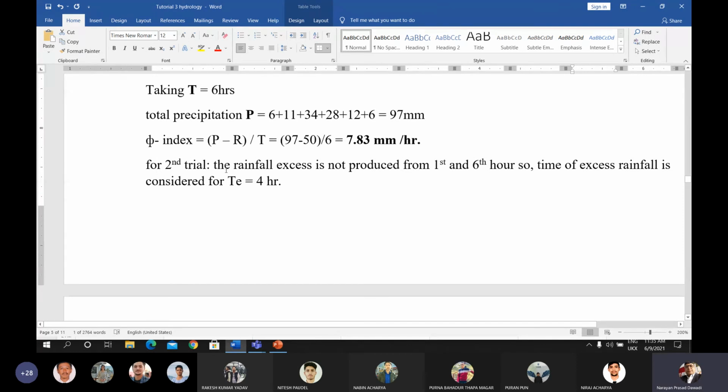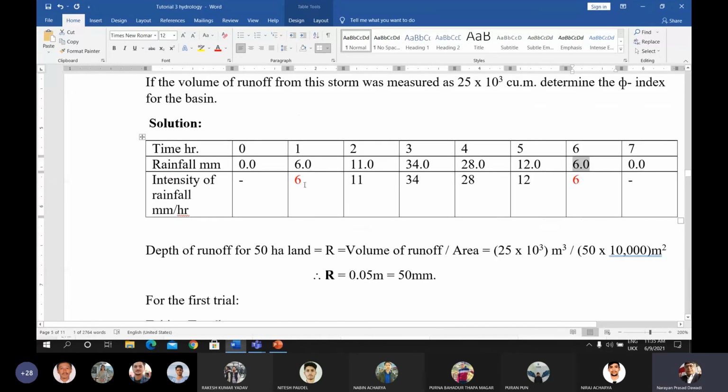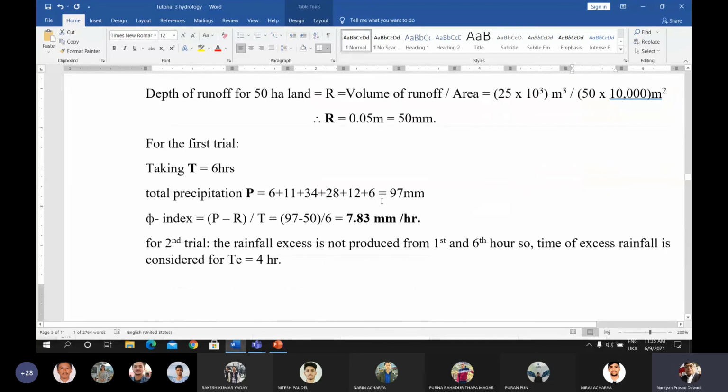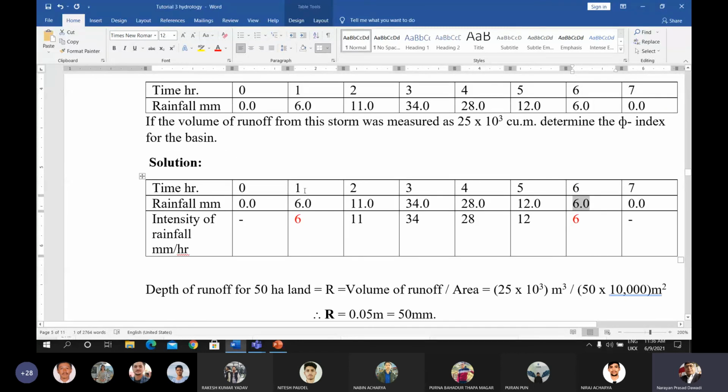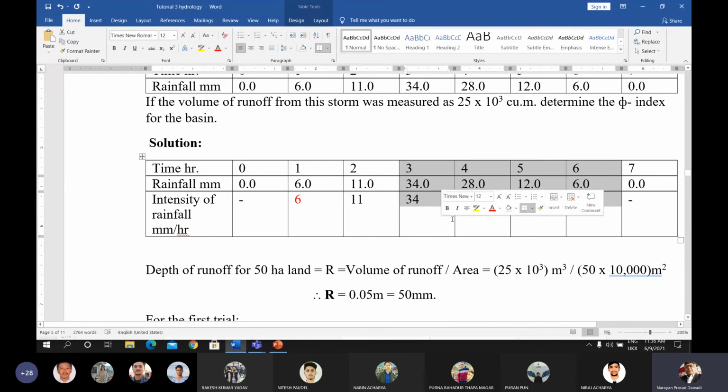For the second trial, the rainfall excess is not produced from the first and sixth hour, because both of these are less than the phi index calculated. So the time of excess rainfall is considered. Now the first hour and the 6th hour are not considered.